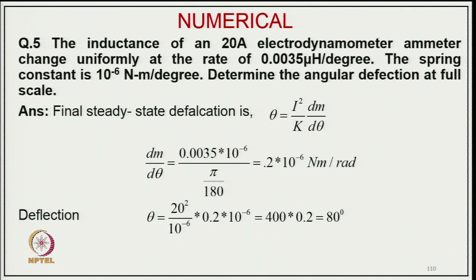Now, coming to example 5, the inductance of a 20 ampere electrodynamometer ammeter changes uniformly at the rate of 0.0035 microhenry per degree, and spiral constant is 10 power minus 6 Newton meter per degree. Determine the angular deflection full scale. So, finally, steady state deflection is theta equal to I square upon k into dM upon d theta. So, dM upon d theta is 0.0035 into 10 power minus 6 divided by pi upon 180, that comes 0.2 into 10 power minus 6 Newton meter per radian, and deflection theta equal to 20 square divided by 10 power minus 6 into 0.2 into 10 power minus 6 equal to 400 into 0.2, that is 80 degree.